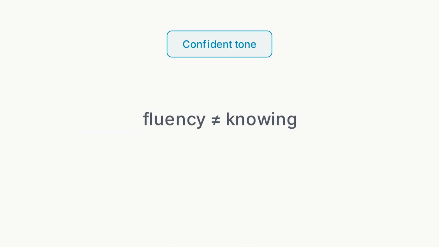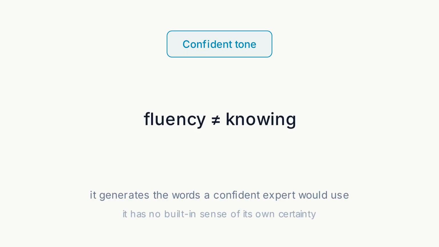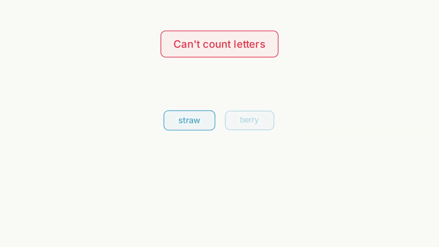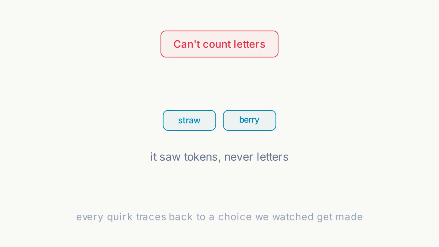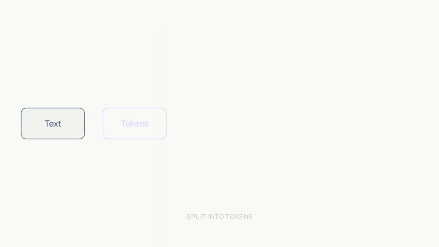And that confident tone, even when it's wrong, the model has no built-in sense of its own certainty. It generates the words a confident expert would use, because those are the words that tend to follow this kind of question in its training data. Fluency is not the same as knowing. And it is crucial to always remember the difference. Even our strawberry problem comes right back around. It can't reliably count the letters in a word because it never saw letters, it saw tokens. Every one of these quirks traces straight back to a design choice we watched get made earlier in this very pipeline. So let's put the whole machine back together.